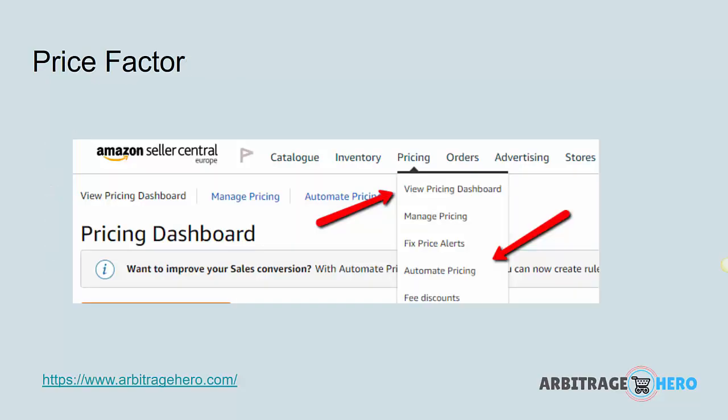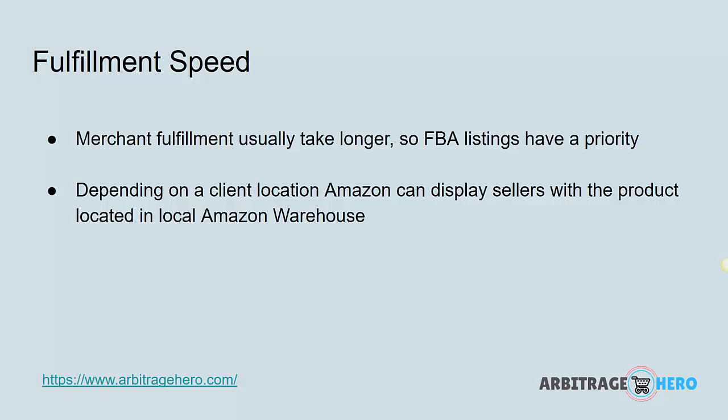Price is a very important factor, so you need to make sure that you price your products competitively. You can go to a pricing dashboard to see recommendations provided by Amazon and information on how often your products win the buy box. You can also automate your pricing to match buy box price when it changes. If you do so, make sure that you set your minimum price so you do not sell products at a loss.